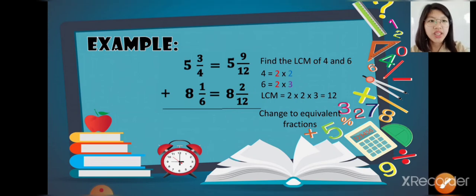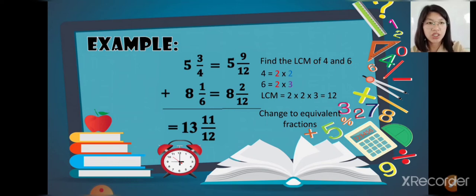So, next, meron na tayong equivalent fraction. So, 9 plus 2 is 11. Then, yung denominator, which is 12. Then, yung whole number natin na 5 and 8, add lang natin sila. So, 5 plus 8 will give you 13. Kaya, ang final answer is 13 and 11 over 12.